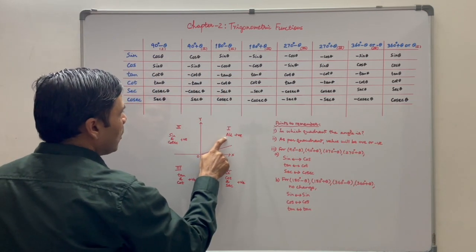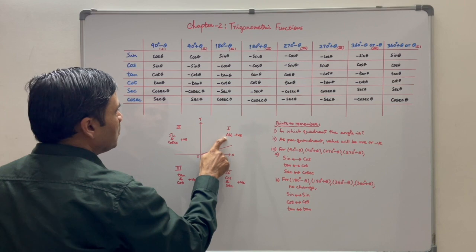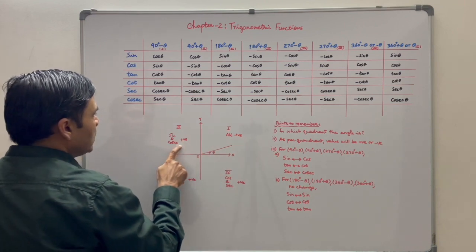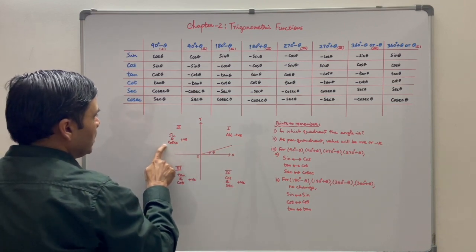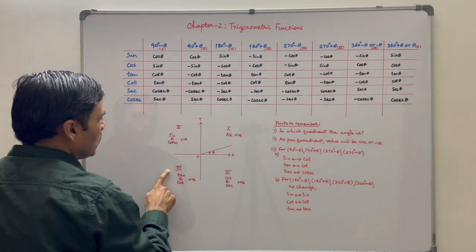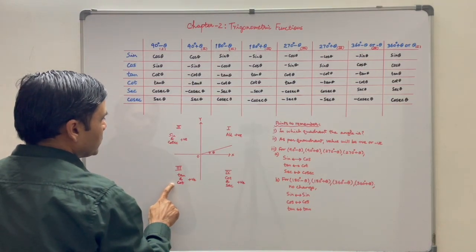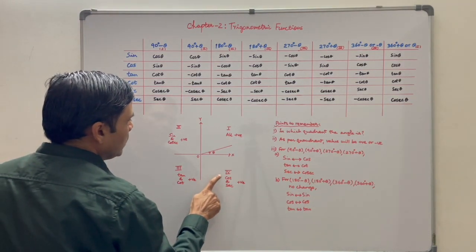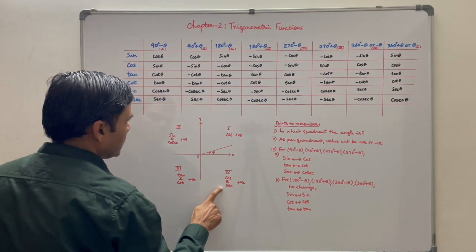In first quadrant, all the trigonometric ratios will be positive. In second quadrant, only sine and cosec will be positive. In third quadrant, only tan and cot will be positive. And in fourth quadrant, only cos and sec will be positive.